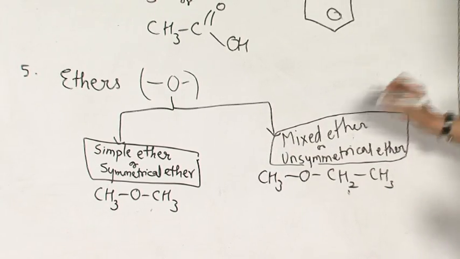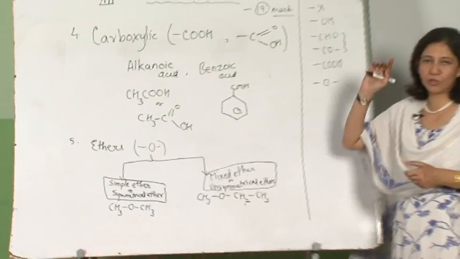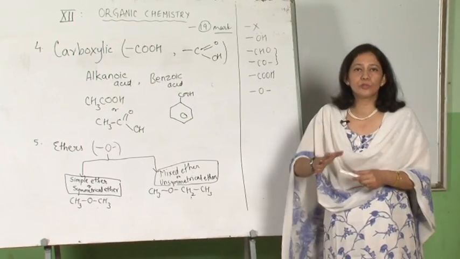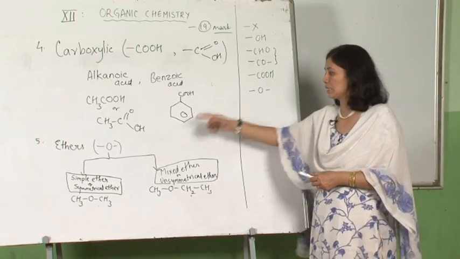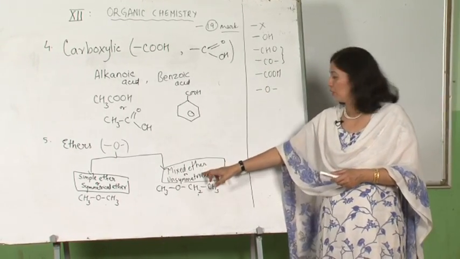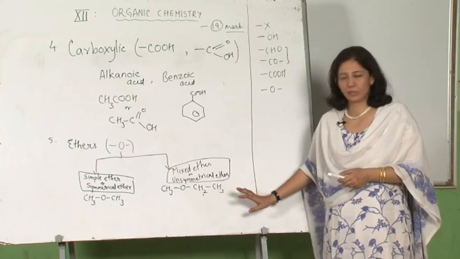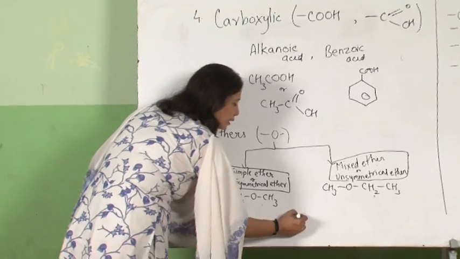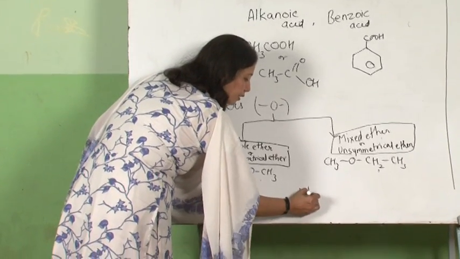I hope you will be able to try out the ketones. I did not do it for the ketones. I want you people to try it out. You will similarly have simple ketones or symmetrical ketones, and similarly here you are going to have mixed ketones or unsymmetrical ketones. For ether, we give the name, I am writing here the name as alkoxyalkane.